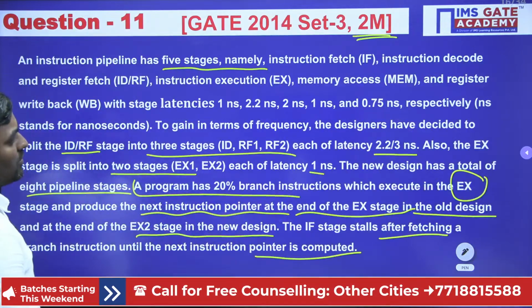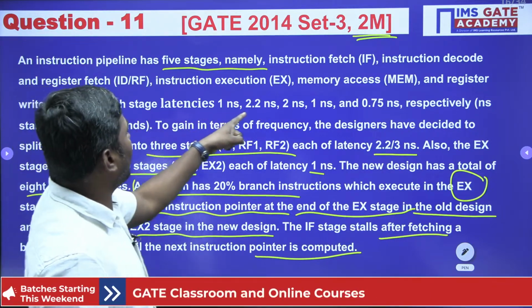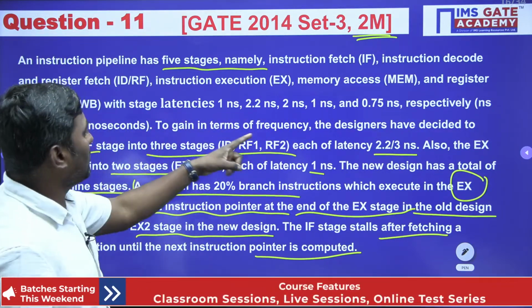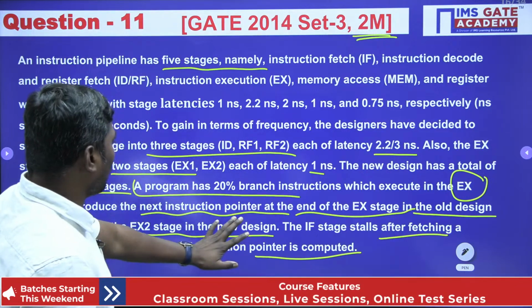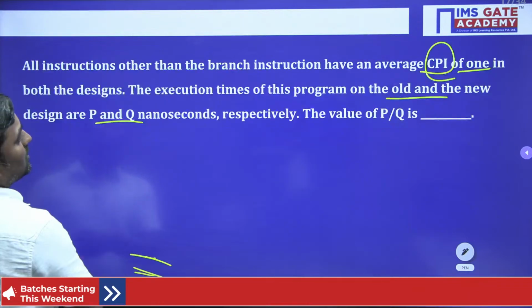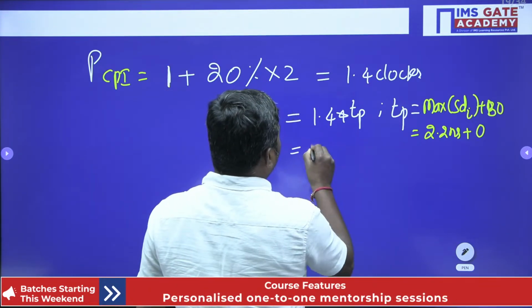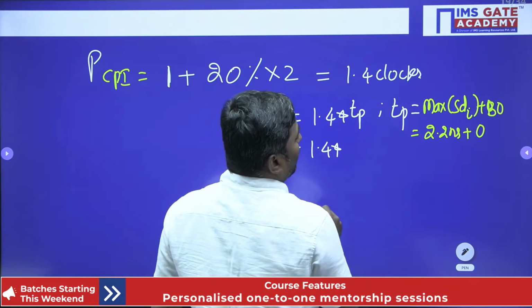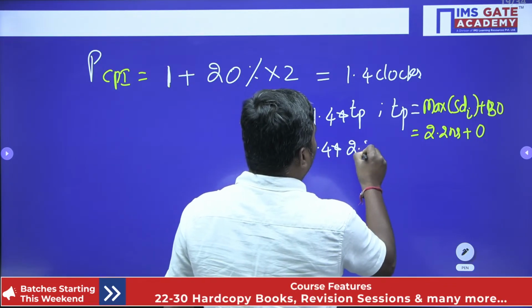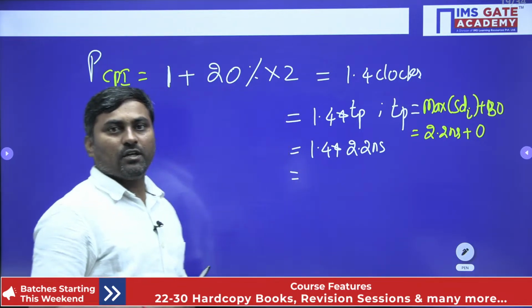Are they given a buffer delay? They mention register write back latency of 1 nanosecond, but nowhere do they mention the interstage buffers, so that is considered to be 0 only. Now this value is going to be 1.4 into 2.2 nanoseconds. Multiply, and what answer will it give?